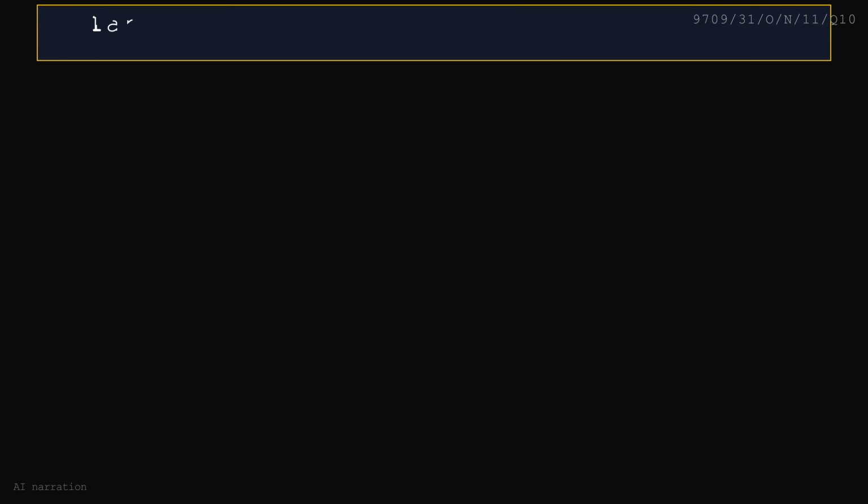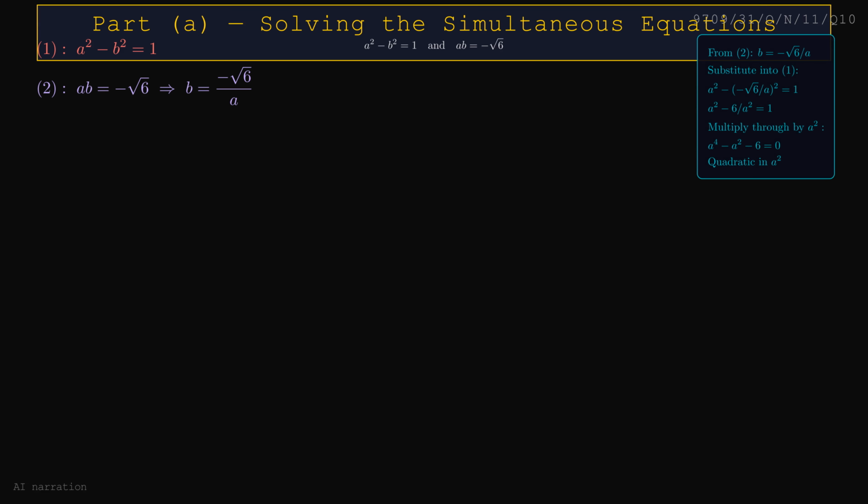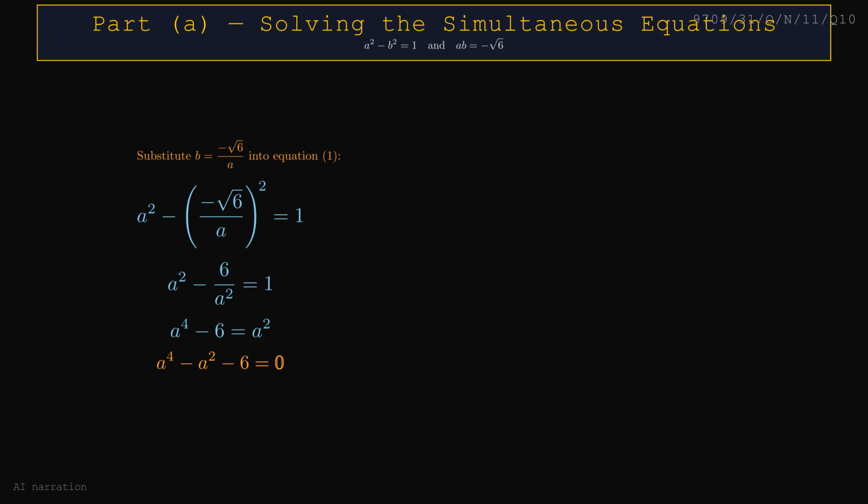Part A. Solve the simultaneous equations a squared minus b squared equals 1, and ab equals minus root 6. Recall equations 1 and 2. Substitute b equals minus root 6 over a into equation 1. Substitute, simplify, multiply by a squared, and rearrange to get a quartic in a.